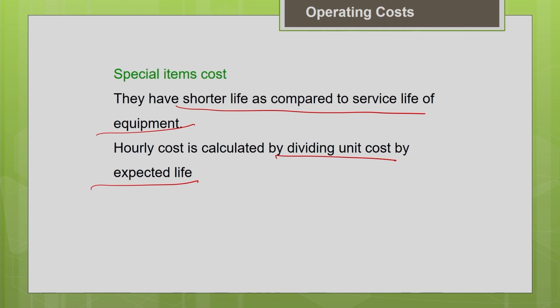So the manufacturer handbook will provide you the information on the expected life of this particular unit for different operating conditions. Based upon that you can get this information, and also the unit cost you can get from the manufacturer. So based on that you can get the hourly cost of these special items.